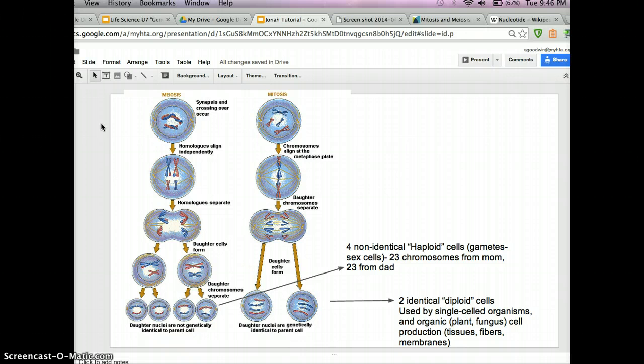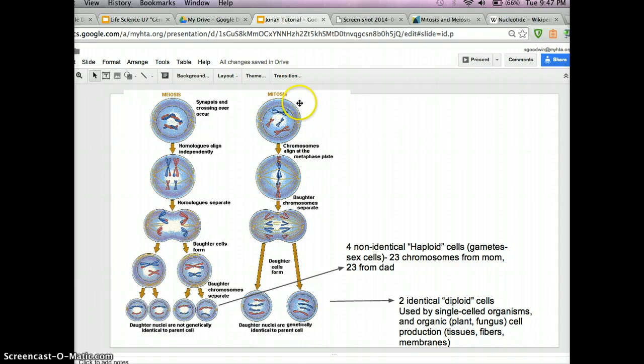Okay, both of these are cell division. The main difference being that meiosis is with sex cells. They're called gametes. Okay, and what happens with this is the resulting cells get 23 chromosomes from mom, 23 chromosomes from dad. These are called the daughter cells. These are called haploid cells. So what you get as a product of meiosis is at the end you get these four non-identical haploid cells.